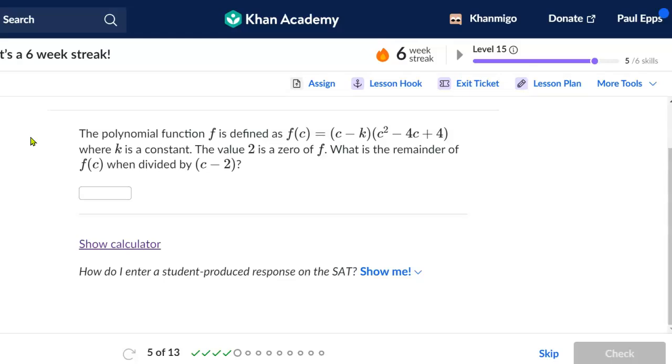Polynomial function f is defined as f of c equals c minus k times c squared minus 4c plus 4, where k is a constant. The value 2 is a 0 of f. What is the remainder of f of c when it's divided by c minus 2?